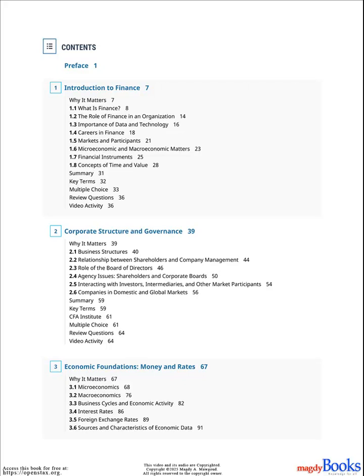2. Corporate structure and governance. Why it matters. 2.1. Business structures. 2.2. Relationship between shareholders and company management. 2.3. Role of the board of directors. 2.4. Agency issues. Shareholders and corporate boards. 2.5. Interacting with investors, intermediaries, and other market participants.